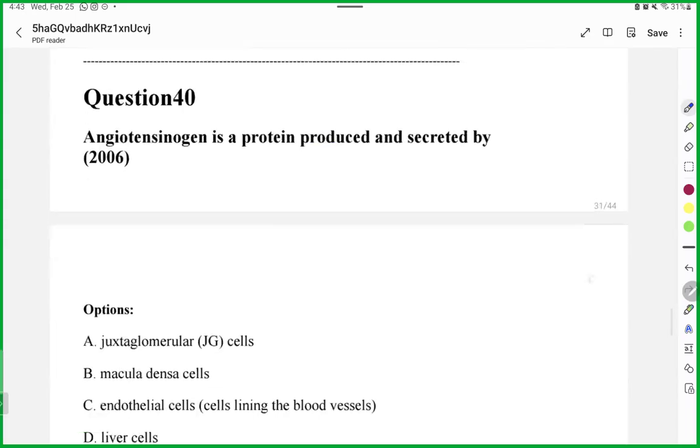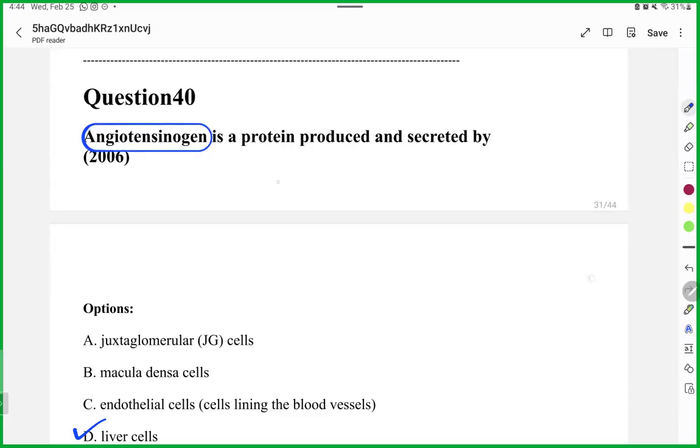Tanvi. Sir, angiotensin. It is produced, secreted by JG cells, right? Liver. Yes, sir. But angiotensin is produced in the liver. Yes, renin is produced by JG cells. Yes, sir. Renin converts angiotensinogen into angiotensin 2.